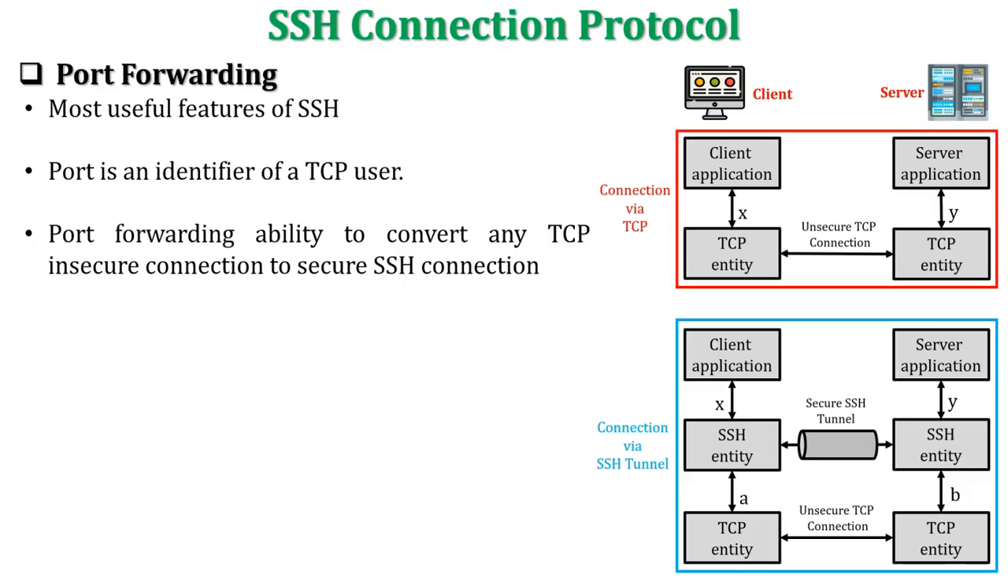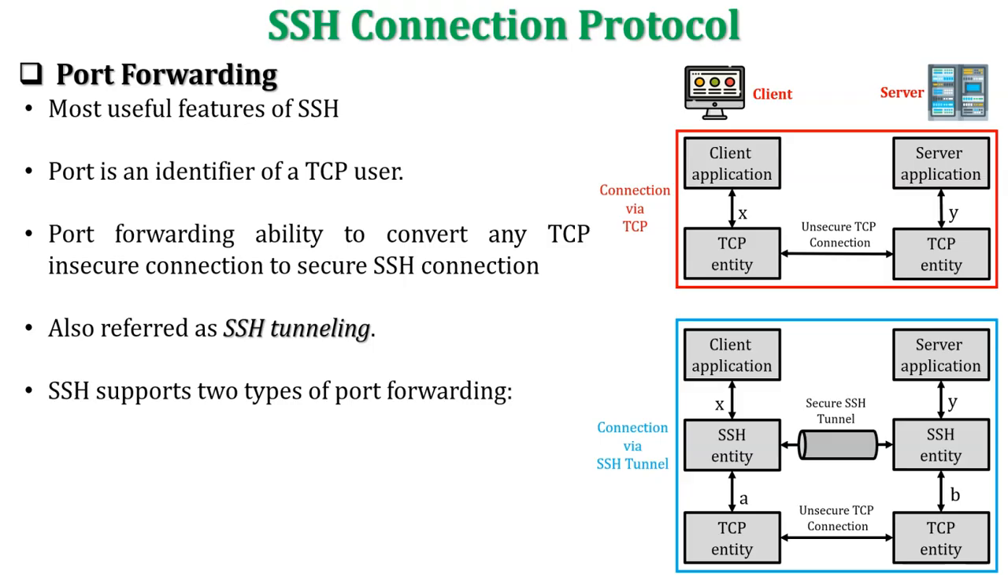Next, port forwarding is the ability to convert any insecure TCP connection to a secure SSH connection. Here, a secure SSH connection means SSH tunneling. An SSH tunnel is always created between the local SSH entity and the remote SSH entity. Next, SSH supports two types of port forwarding. The first one is local port forwarding and the second one is remote port forwarding. Let's discuss both techniques one by one in detail.